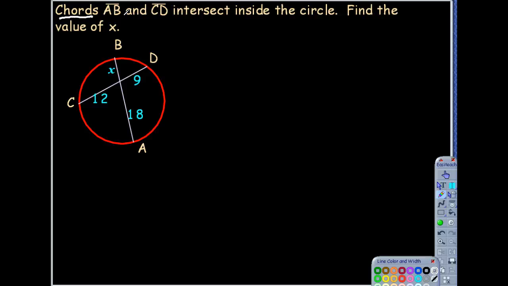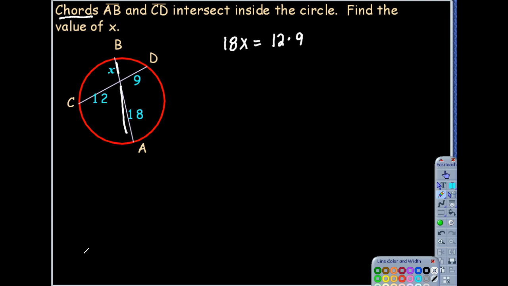It says segment AB and CD are intersecting inside the circle. Find the value of X. All right, so what's the deal when you have two chords that intersect inside the circle? The product of the parts of one chord is equal to the product of the parts of the other chord. Okay, so what are the parts of one chord? Talking about X and 18. So I'm going to multiply those together. So 18X, because those are the parts of chord AB, is going to equal the parts of the other chord CD, so 12 times 9.